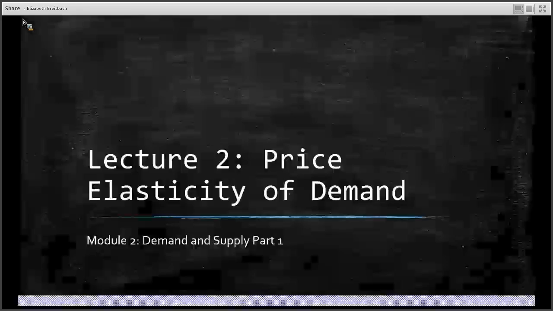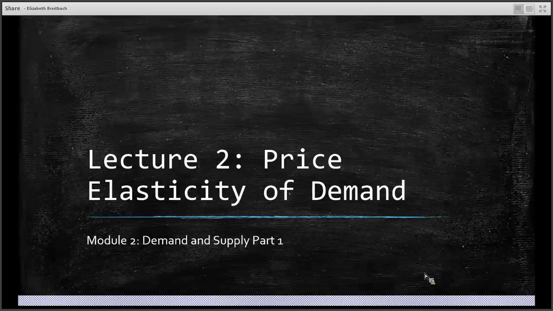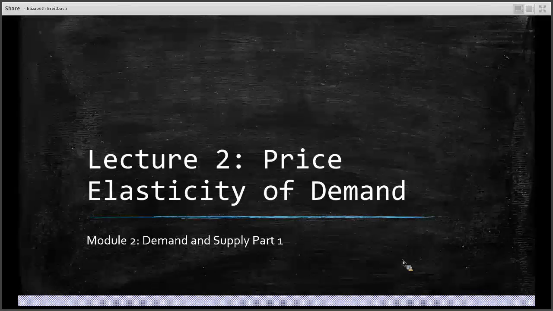In Lecture 2, Price Elasticity of Demand, we are going to be talking about how we determine the shape, or actually the slope, of the demand curve. And what we're going to find is it has a lot to do with the price sensitivity of buyers. So how sensitive are we to price changes?